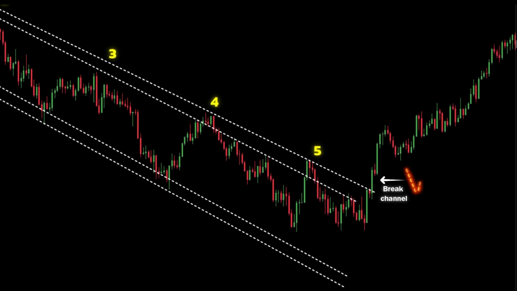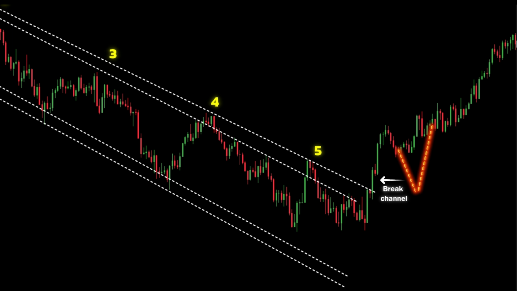But here's the tricky part. After the breakout, we don't get a proper pullback to the broken level. This is exactly the kind of situation where the market can frustrate traders. You wait patiently for your ideal setup, but it never shows up. So what do we do in this strategy? This is where microchannels come into play.